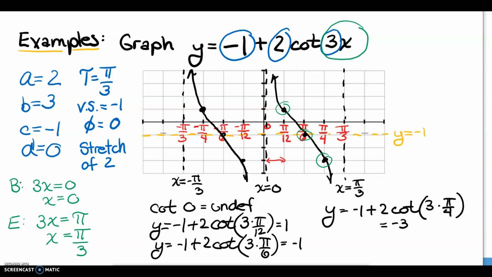Okay, and those graphs are identical. The width of each one of these is pi over 3, right? From here to here is pi over 3. That matches my period, so I'm good.